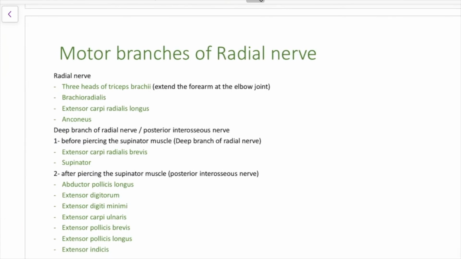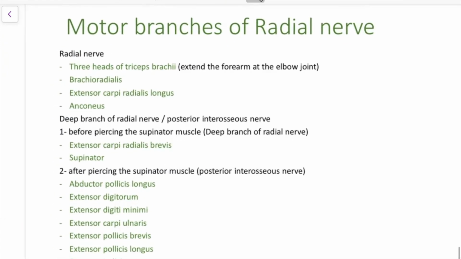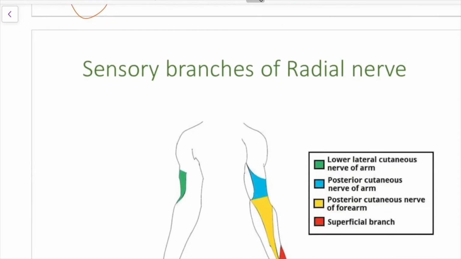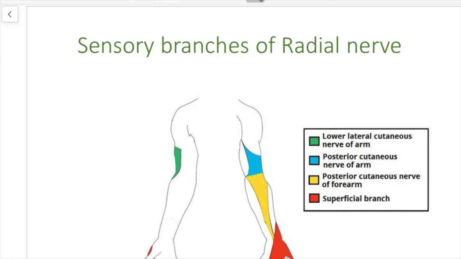Now here are the motor branches of radial nerve. These are the muscles supplied by radial nerve. These are the muscles supplied by the deep branch of radial nerve, and these are the muscles supplied by posterior interosseous nerve. So the main action here is extension, since it supplies the triceps and majority of extensors at the back of the forearm. Lastly, these are the skin areas that are supplied by the radial nerve and the sensory branches of radial nerve.